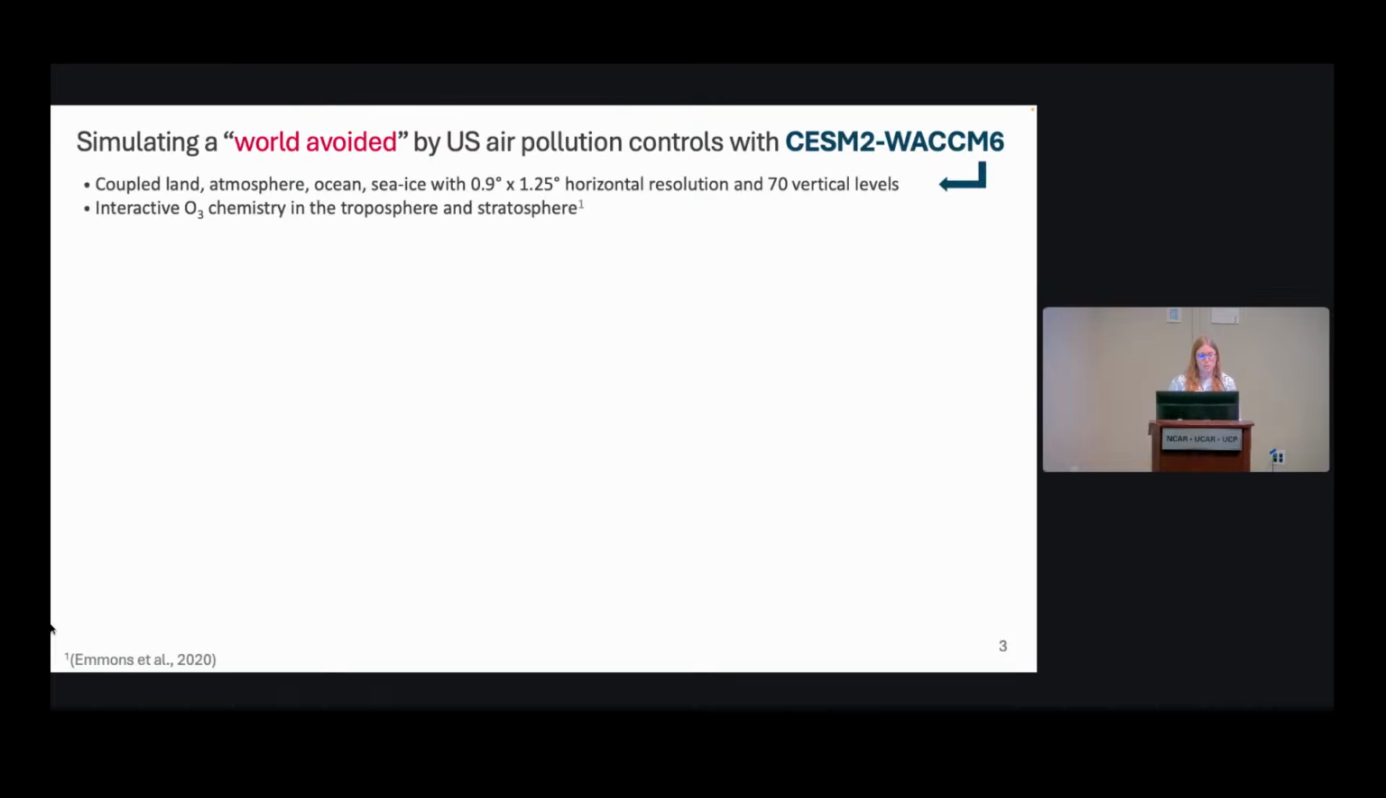Okay, so to get at this question, we simulate a world avoided by US air pollution controls using CESM2, WACCM6. This is the fully coupled version of the model with an approximately 1 by 1 degree horizontal resolution and 70 vertical levels, extending to about 140 kilometers. It has interactive ozone chemistry in both the troposphere and stratosphere.